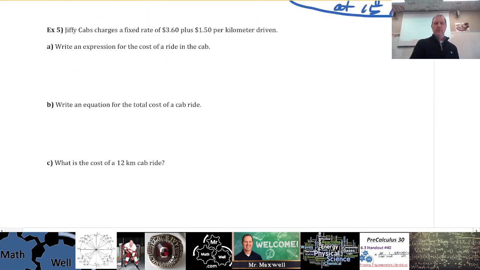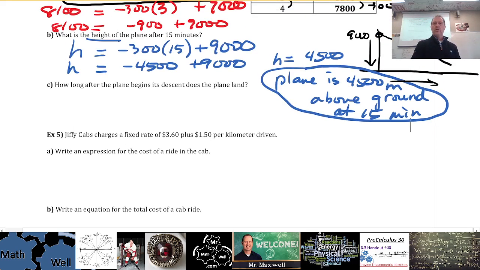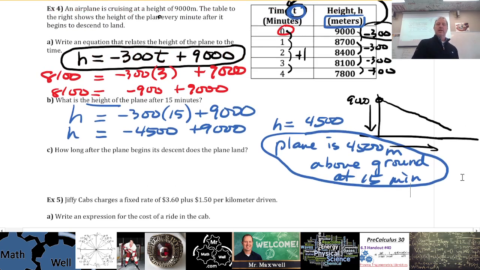Okay, we're getting pretty close to the end. I think this is the last page. So we've got a few questions. One more question left on this one, and then we'll do one more example, and then we'll be done our lesson today. So how long after the plane begins its descent does the plane land? Oh boy, now it's getting real.